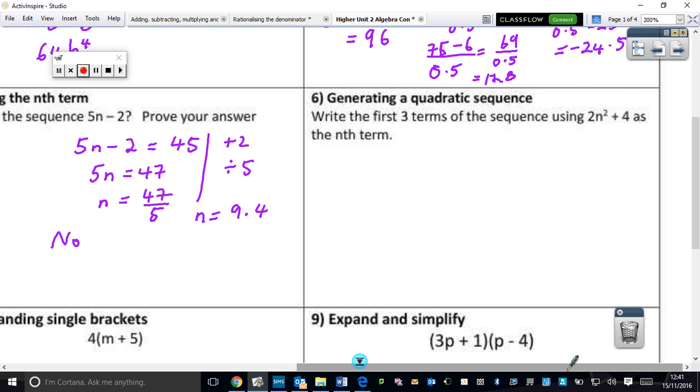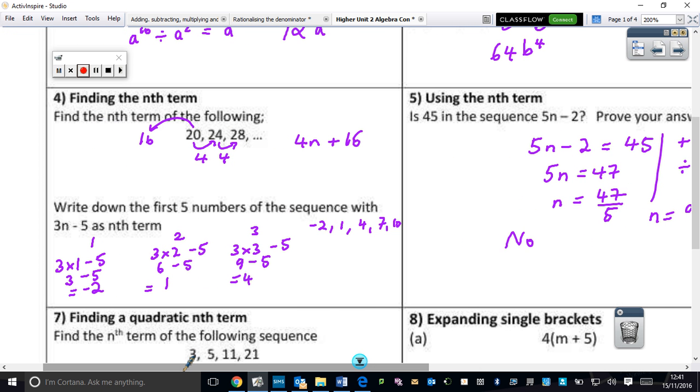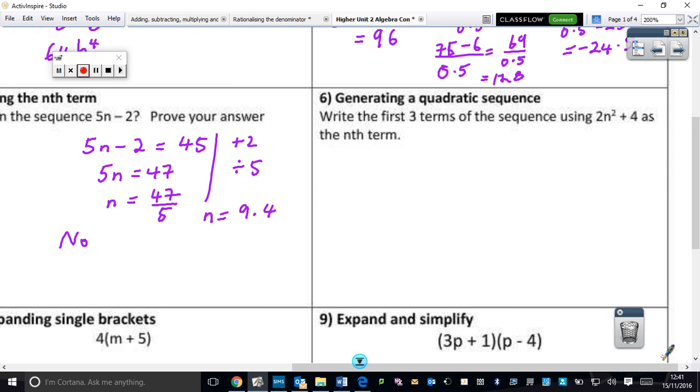Find the first 3 terms, first 3 numbers of this sequence: 2n squared plus 4. It's the same question as this one here, exactly the same one as that, but the rule has got an n squared in it. Okay, so to find the first one, I'm going to do 2 times 1 squared add 4. So replace this n with the number I'm looking for. It's like a little function machine. You just keep plugging numbers in.